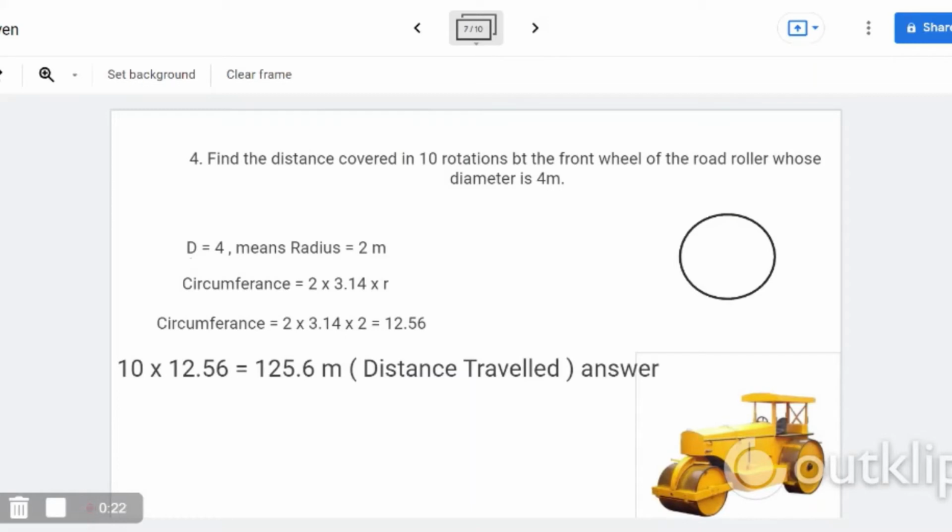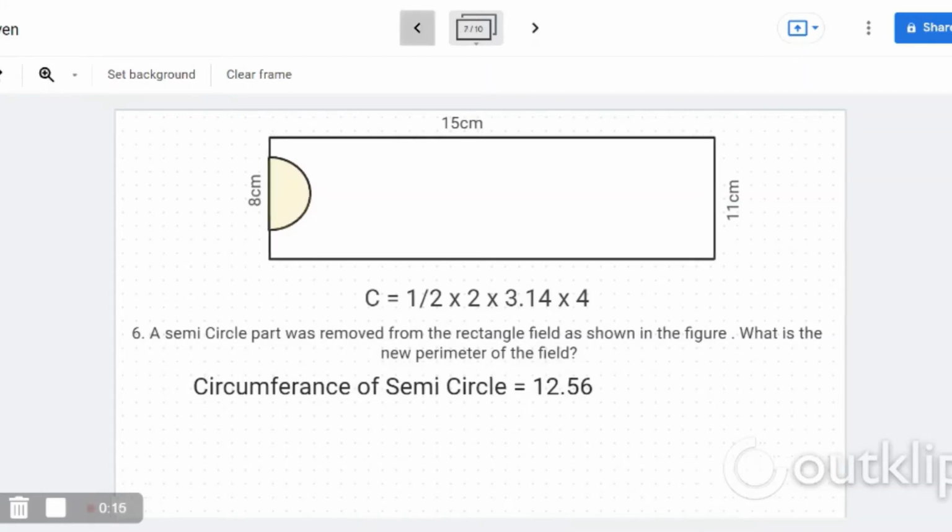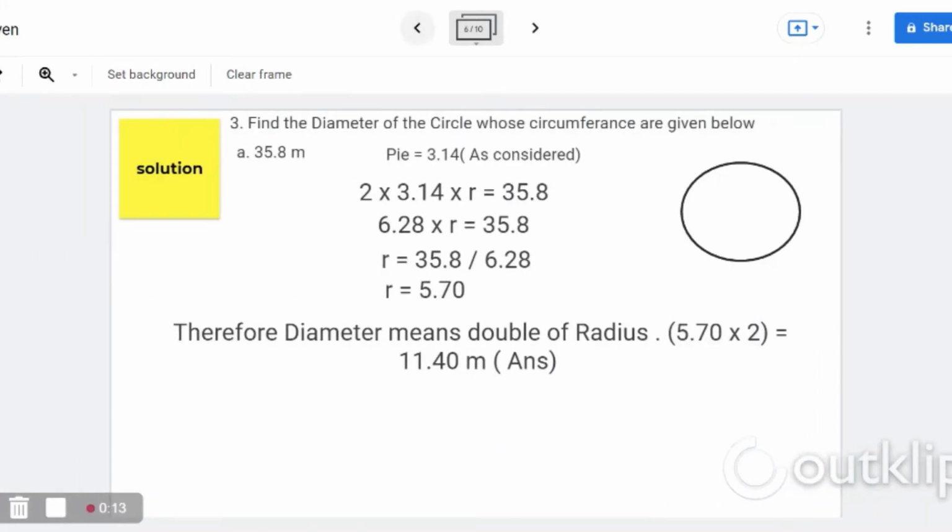Okay, now let us move on to the next question. See, there is a question here, question number 6. But before this, this is just question number 3A. Try to do 3B, 3C, and 3D yourself.